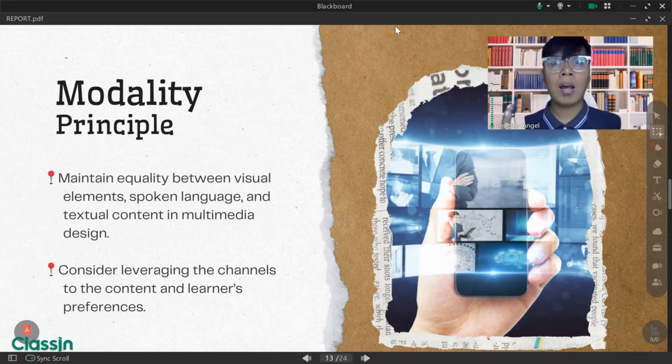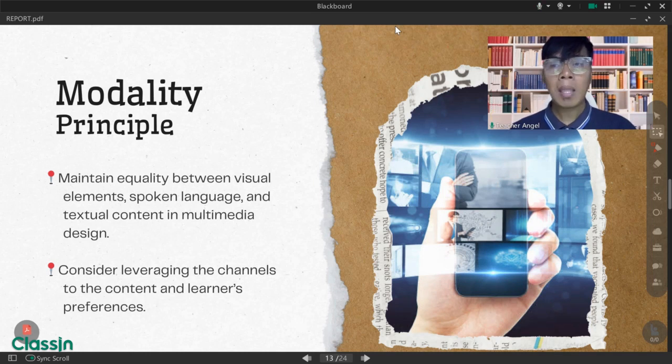But on the other hand, it is also very important to remember that as designers, we should be able to choose the modalities that best suit the nature of the content or the preference of the learners. I think it was mentioned in the discussion of our advisor that we should prioritize to accommodate the needs of the people who will receive the message. Okay, don't give them information that is really very hard for them to grasp.